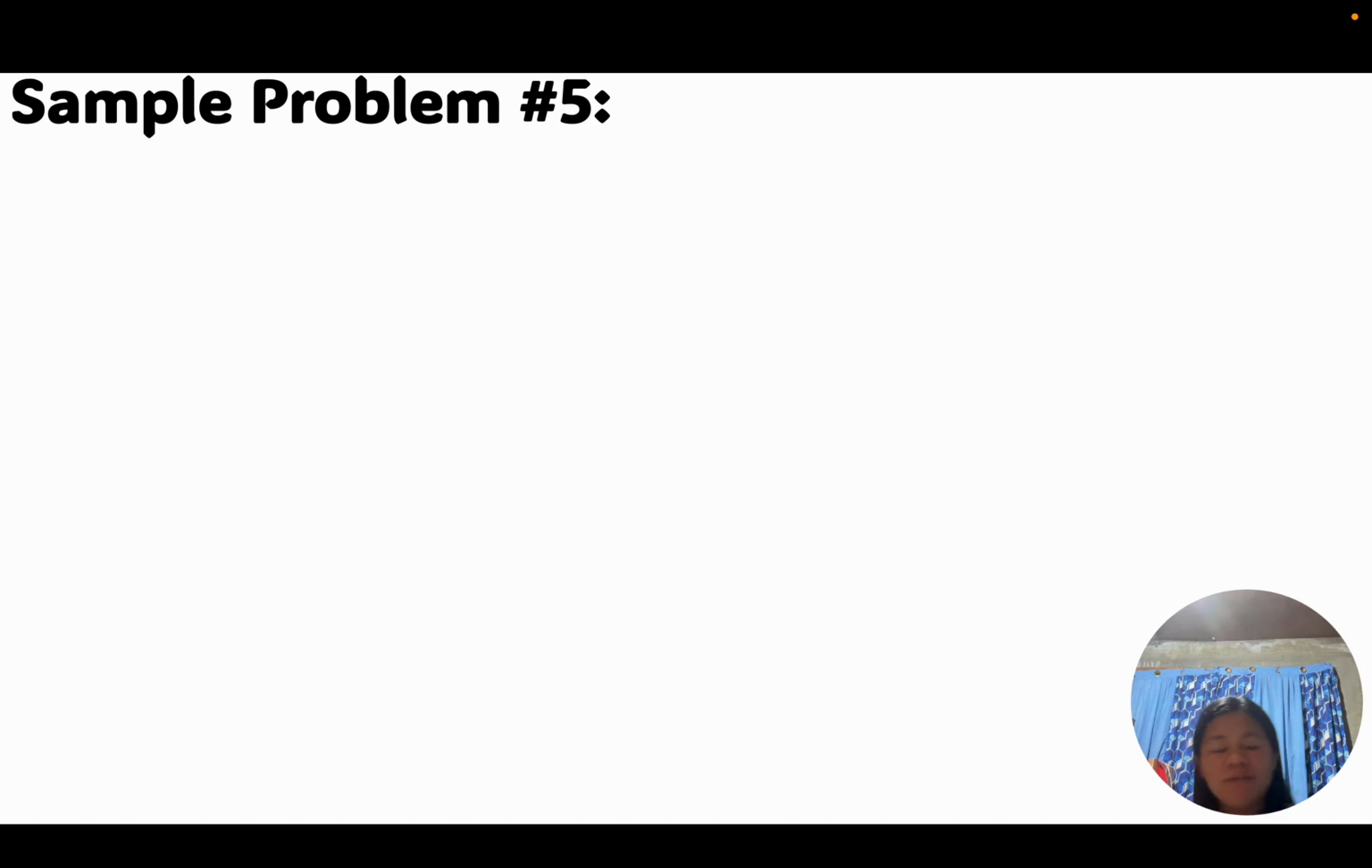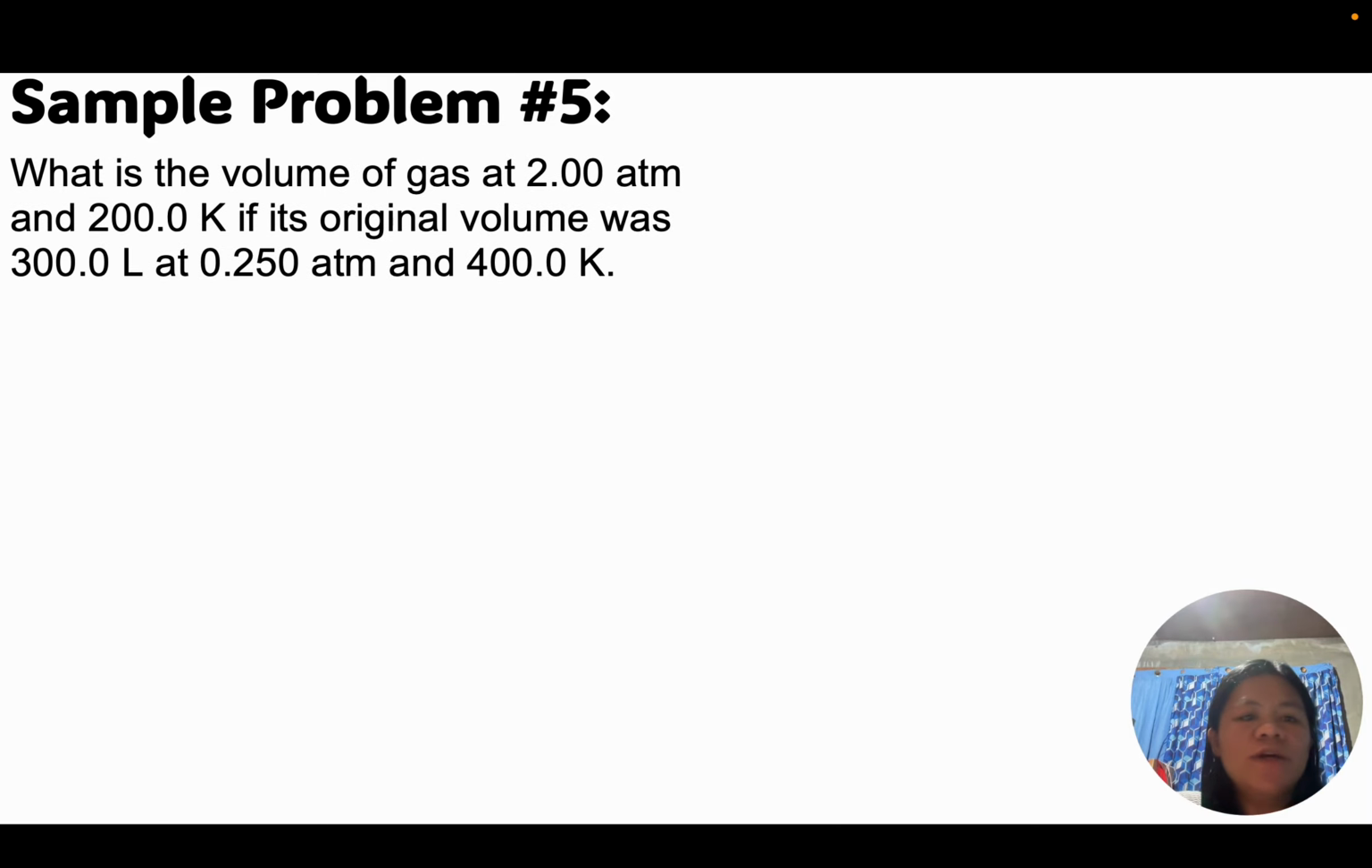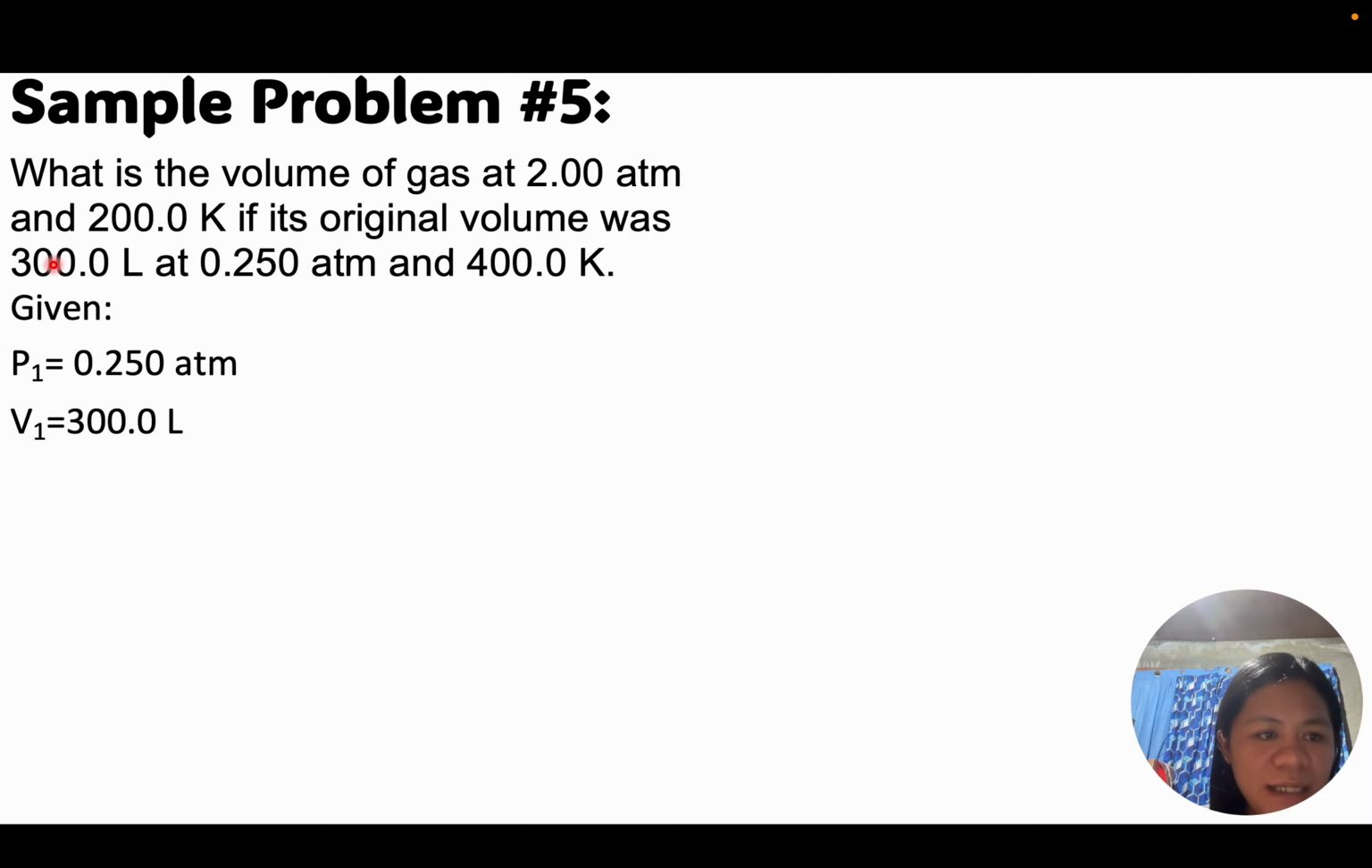Okay, sample problem number 5. So, medyo marami akong binigay na sample problem dito, no? Para mas maintindihan. What is the volume of a gas at 2 atm and 200 Kelvin if its original volume was 300 liters at 0.250 atm and 400 Kelvin? So, ang given natin, ang P1, no, is 0.250. Kasi nga, take note, maliban sa now, initially, meron tayong original na term. No? So, ang P1 natin is 0.250 atm. Ang V1 naman natin, no, is 300 liters. At ang T1 naman natin is 400 Kelvin.